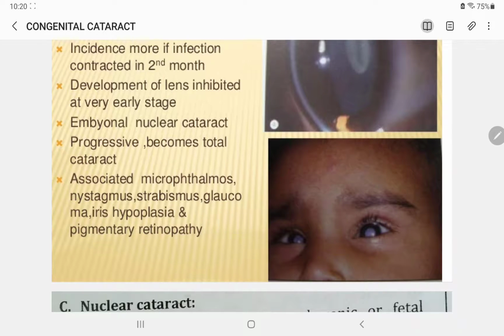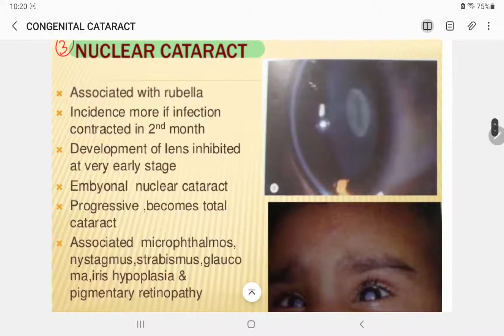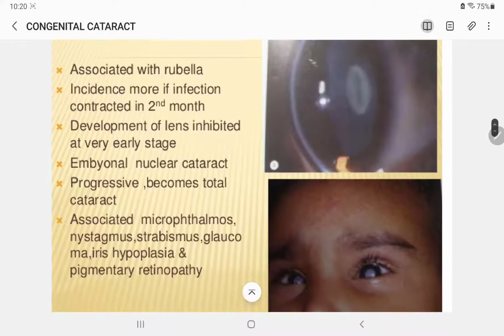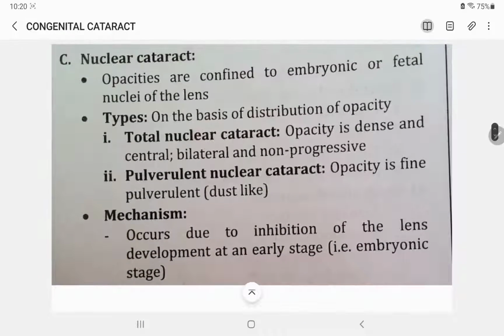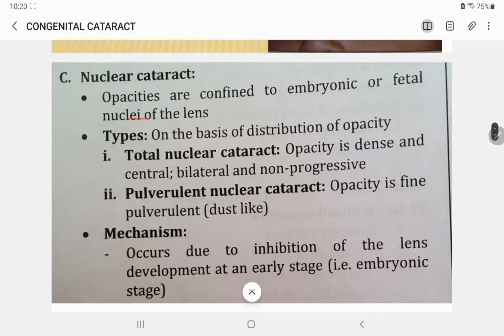These are all signs of immature developmental anomalies. So nuclear cataract is mainly due to a developmental defect. Let's read what's written here: opacities are confined to the embryonic or fetal nuclei of the lens. So nuclear cataracts are confined to the embryonic or fetal nuclei of the lens.